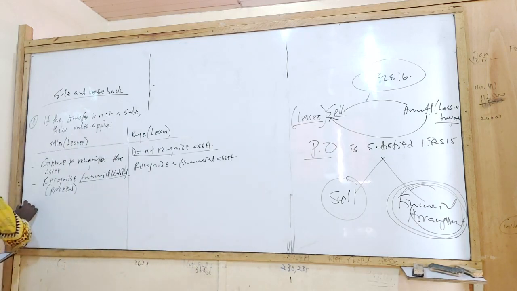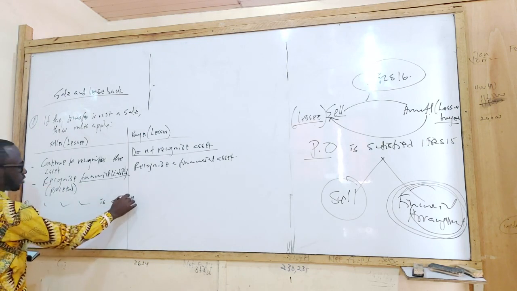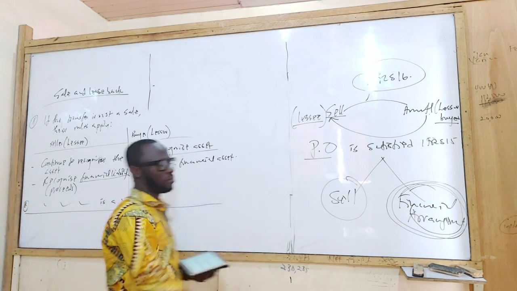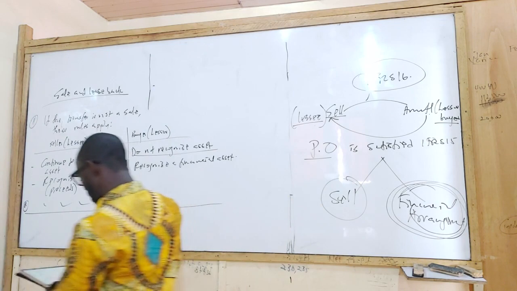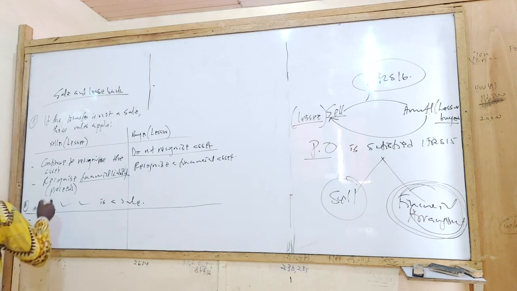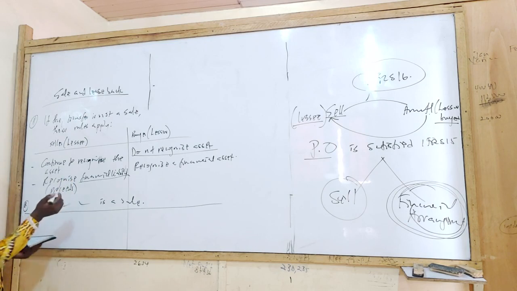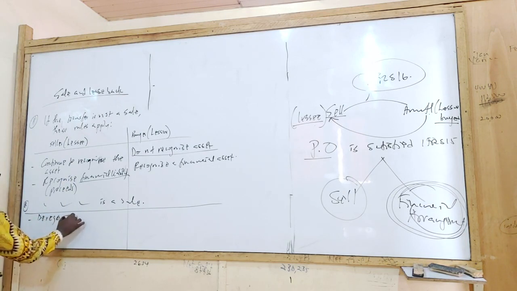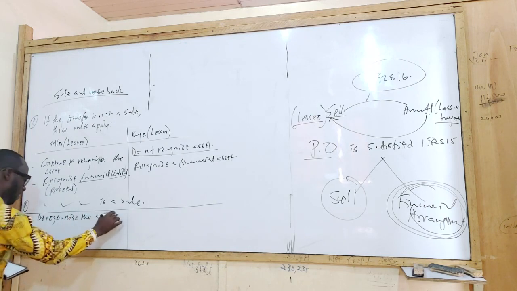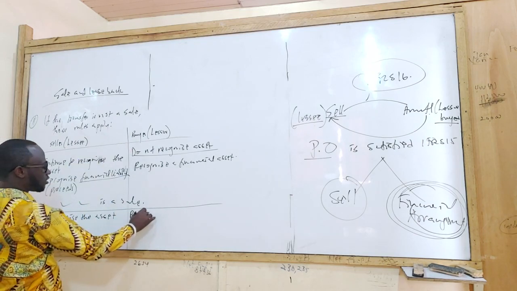The second one, B. What if it's a sale? If the transfer is a sale, then the following rules will apply. Once it is a sale, can the seller continue to recognize the asset? No, he cannot. So we de-recognize the asset. The seller, number one, de-recognizes the asset. That's the first thing. Because of that, the buyer can now recognize the asset.